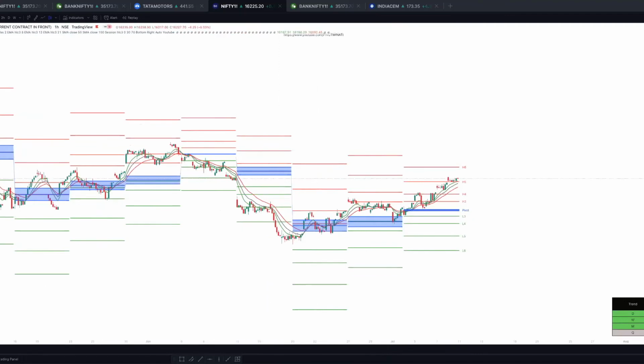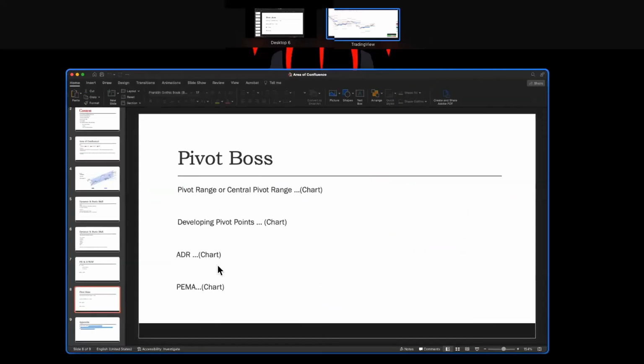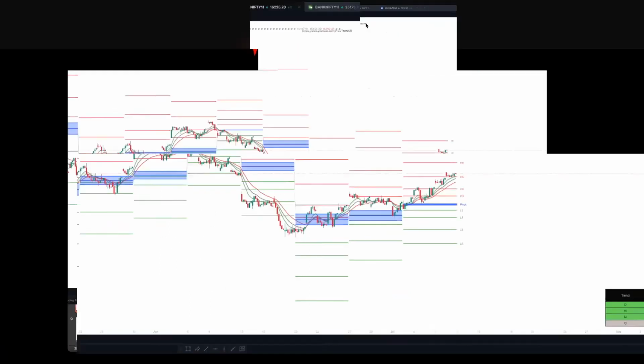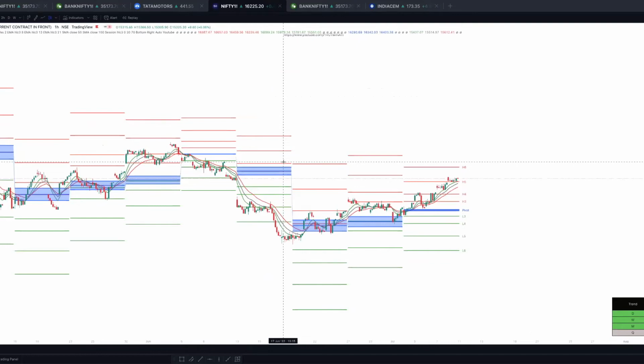Do you have any other presentation, or is this the one last slide? Just these developing pivot points. I can cover it next time if you want. It's okay, I will tell in a minute.